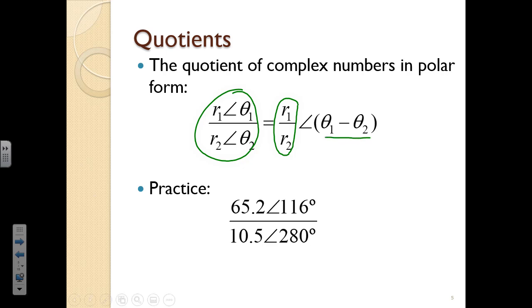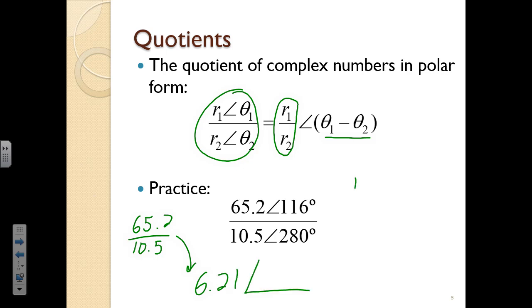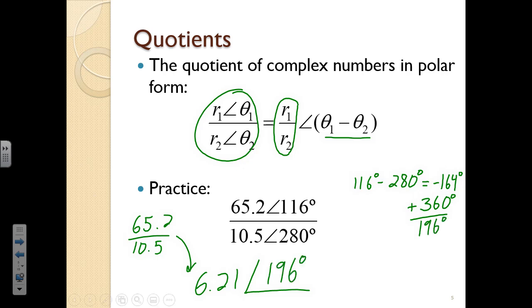So here's another easy problem to verify this. 65.2 at 116 divided by 10.5 at 280. Well, 65.2 divided by 10.5 gives us our new magnitude of 6.21, and 116 degrees minus 280 degrees gives us negative 164 degrees, but we tend to not like negative angles. Let's add 360 to that to make it positive, and we get 196 degrees. There's our direction.